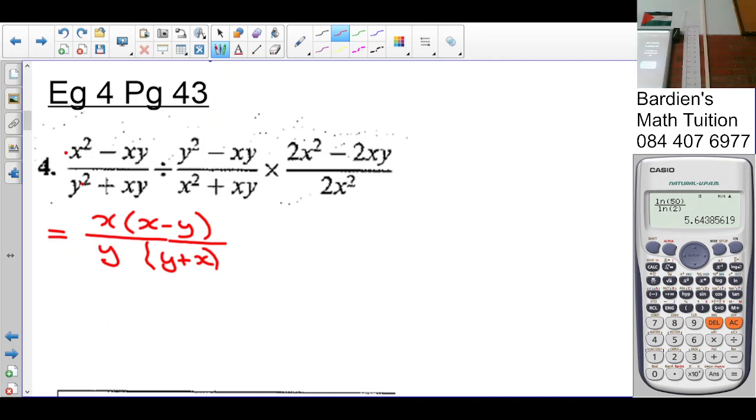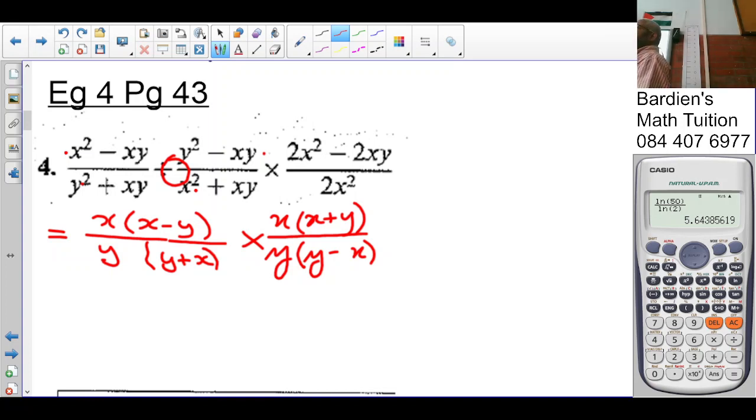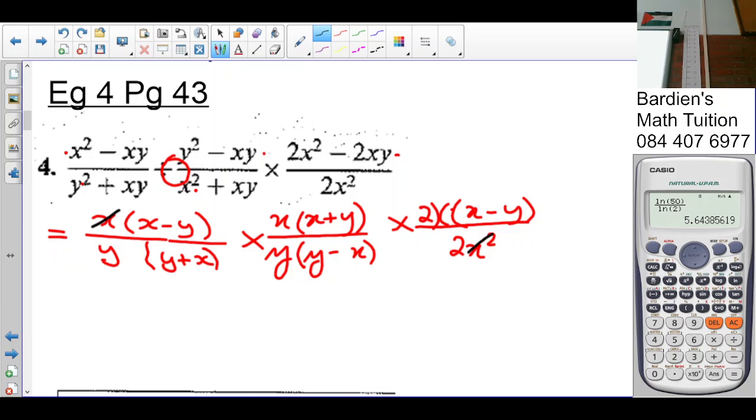You all agree with that? We're going to change that to multiplication and tumble it. What is common there? X becomes x plus 1 over, what is common there? Y. Can I leave it? Y minus x. Y minus x. Okay. Times, what is common here? 2x. Then left with? X minus y over 2x squared. Okay? Now what? You can cancel. X cancels x, not some one of those x's. Leaves me with x.